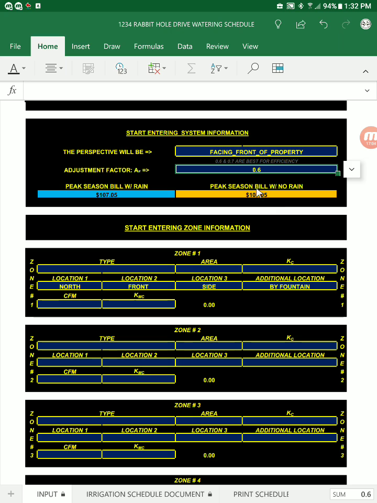Or if we're dedicated to this customer, or we've been hired by this customer just to take into account his water bill, then this would be one of the places where we come back to this adjustment factor.